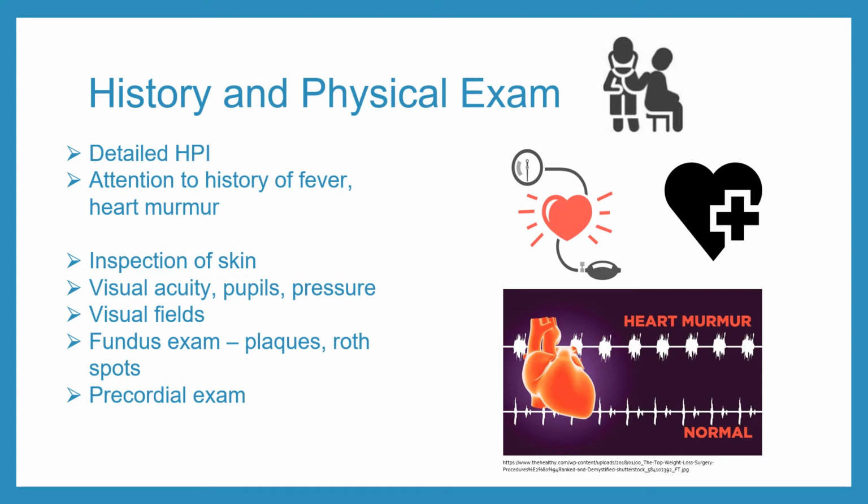Upon seeing the patient, take a detailed history of presenting illness: what has happened, what symptoms they have been experiencing, and if things are getting worse or better. Pay attention to the history of fever and heart murmur, if they hear anything from their heart. Inspect the skin thoroughly for any new lesions, discoloration, thickening, or atrophy. In terms of the eyes, perform visual acuity, pupils, and pressure as basics before you move on to slit lamp exam. Check visual fields and do the fundus exam. Look at the retina thoroughly in all directions and check for plaques and Roth spots. Precordial exam of the heart for any murmurs would be important as well in certain settings.